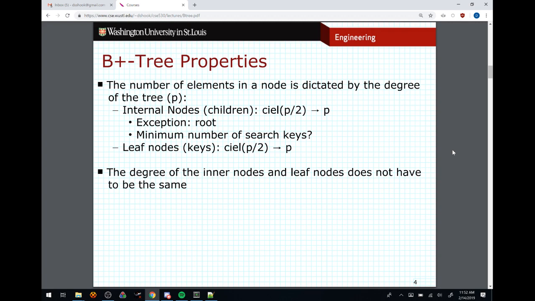If I have 3 children for an internal node, we saw this towards the end of class. Here is a node, right? It's got 3 children. How many search keys do I need to help me distinguish between these 3? 2, right? I need 2 keys to help me distinguish between 3 children. So if p is 3 for an internal node, I have to have at least 2 children, which means I have to have at least how many search keys in my node? I have to have at least 1.